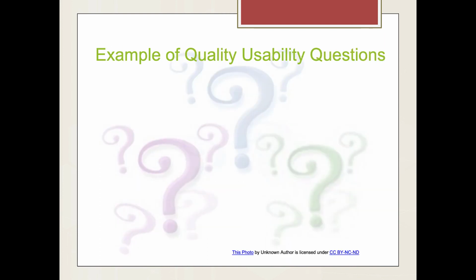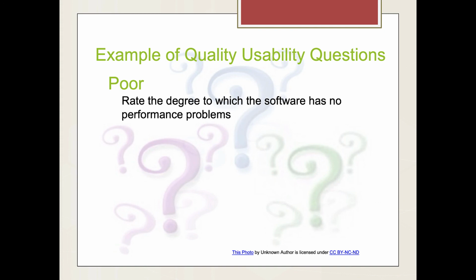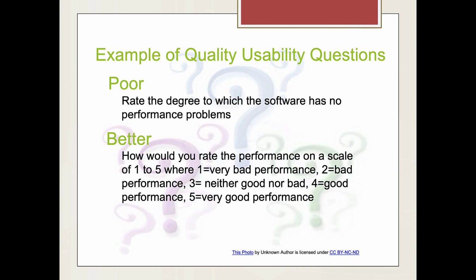Example of quality usability questions. Here's one that's poor: rate the degree to which this software has no performance problems. Better: how would you rate the performance on a scale of 1 to 5, where 1 equals very bad performance, 2 equals bad performance, 3 equals neither good nor bad performance, 4 equals good performance, 5 equals very good performance.